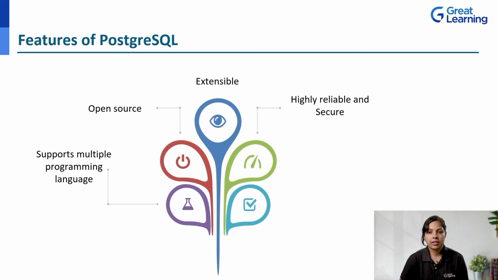It's highly reliable and secure. When I talk about highly reliable and secure, it's important to mention that it follows all the ACID properties of a database. ACID here stands for atomicity, consistency, isolation, and durability. These features are supported by Postgres. Apart from this, to make it a secure DBMS, it supports a wide range of authentication methods, and SSL certification based connection encryption is also available, which makes Postgres highly secure.